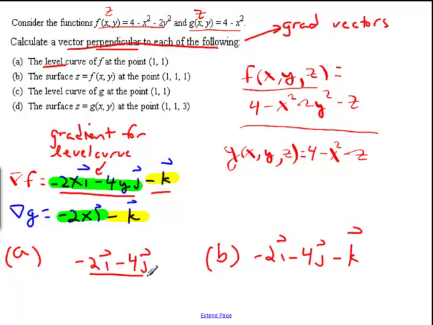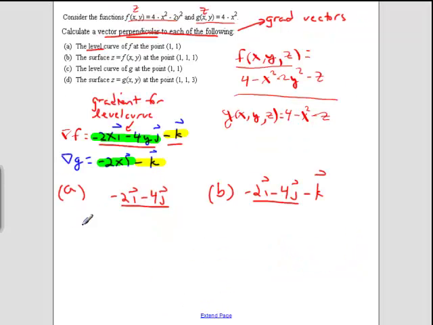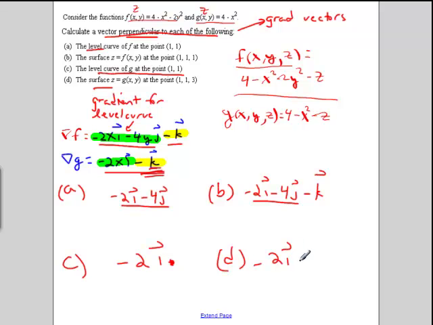And notice that the i and j components are the same. And looking at C, similarly, the level curve at the point 1, 1, we're just putting in 1, 1. We get negative 2i minus nothing, just negative 2i. And for D, now we're looking at the surface, so we're including the k component.